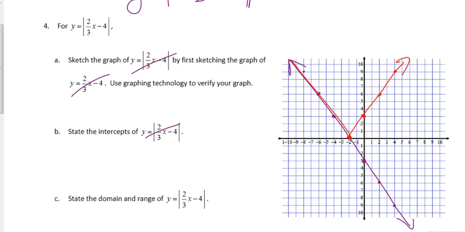Next, state the intercepts. What are the intercepts? Well, it says the intercepts. I think there are x and y intercepts. What are the x intercepts? Y equals negative 2. What are the y intercepts? Wait, isn't that the absolute value? Absolute value refers to the y values, not the x values. X values can be negative, y values are positive. Okay, state the domain and range. Sure you can do that. X belongs to the reals, and y is greater than or equal to zero.